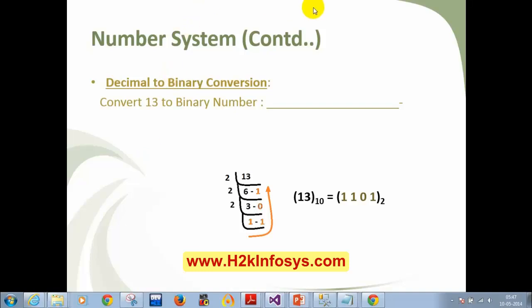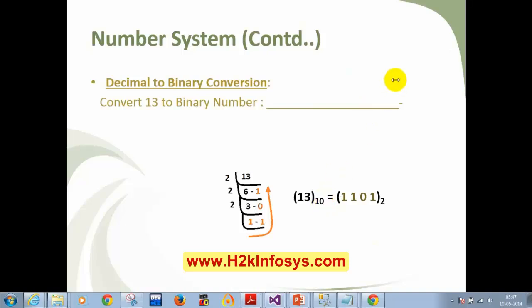Let's make the session interactive. Yeah, so now I'm getting almost all the correct answers.